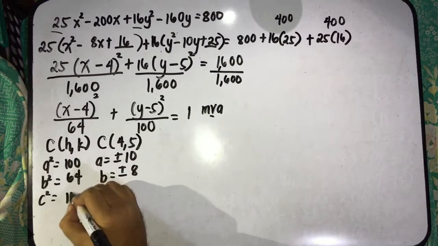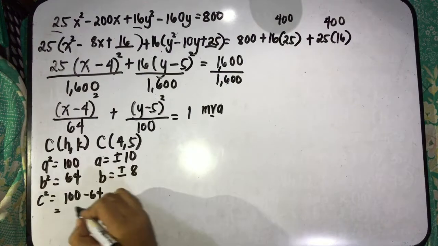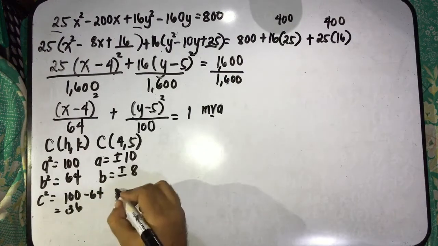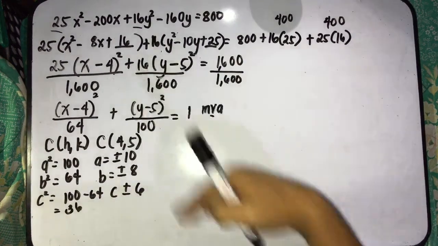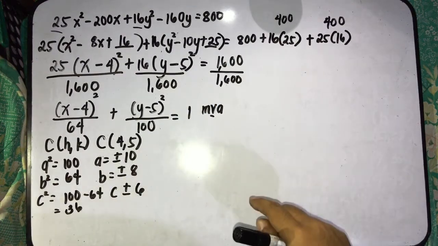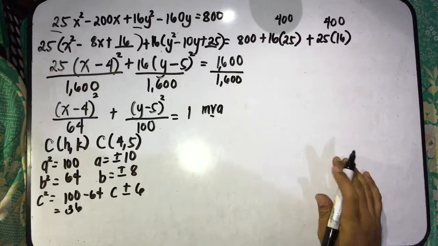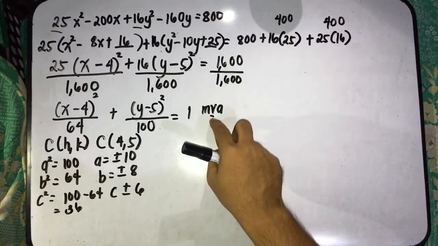So that becomes 100 minus 64. 100 minus 64 is 36. And C now should be plus minus 6. Halos same lang din siya ng example kanina. Kaso ito, nagbago lang yung center. Okay. So, major vertical axis. Kanina, major horizontal. Ngayon naman, major vertical axis.